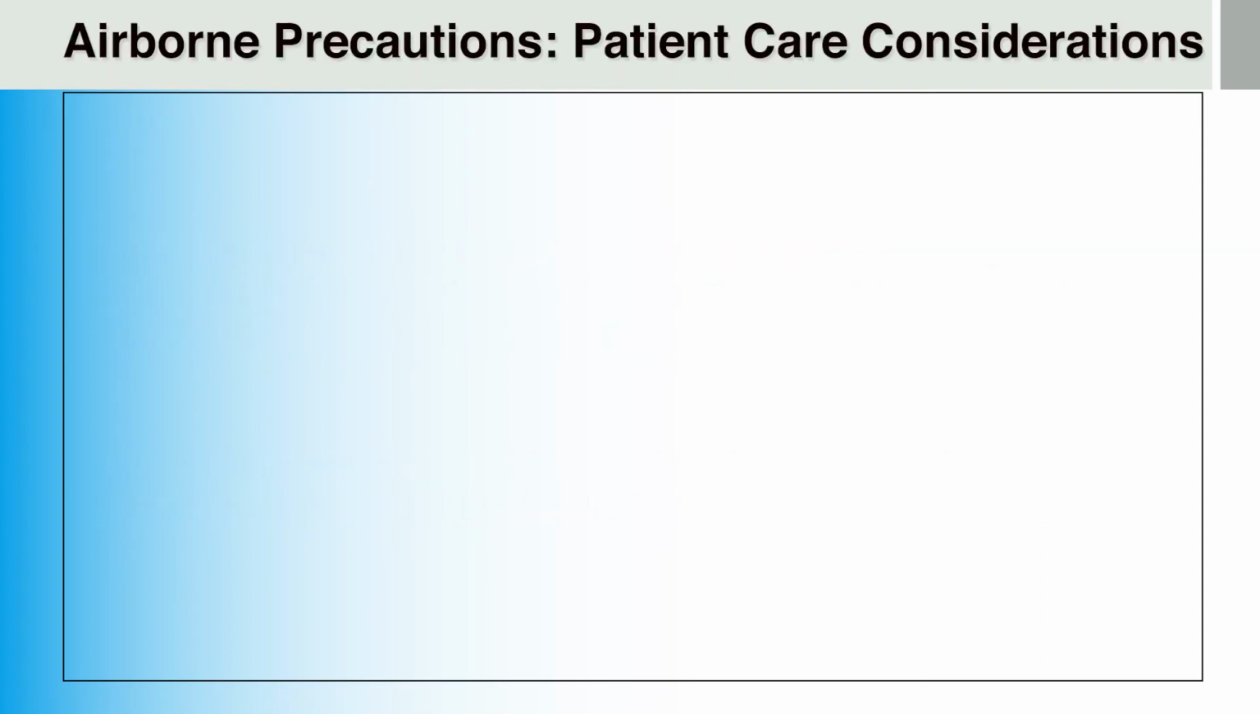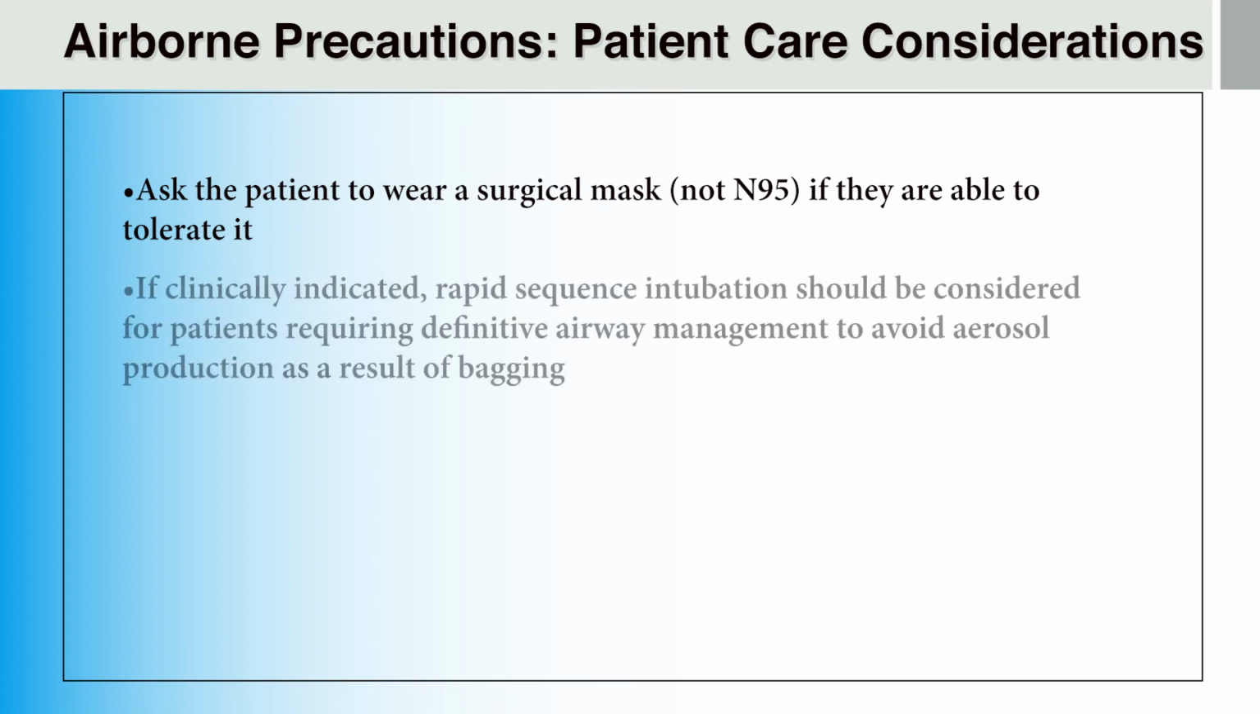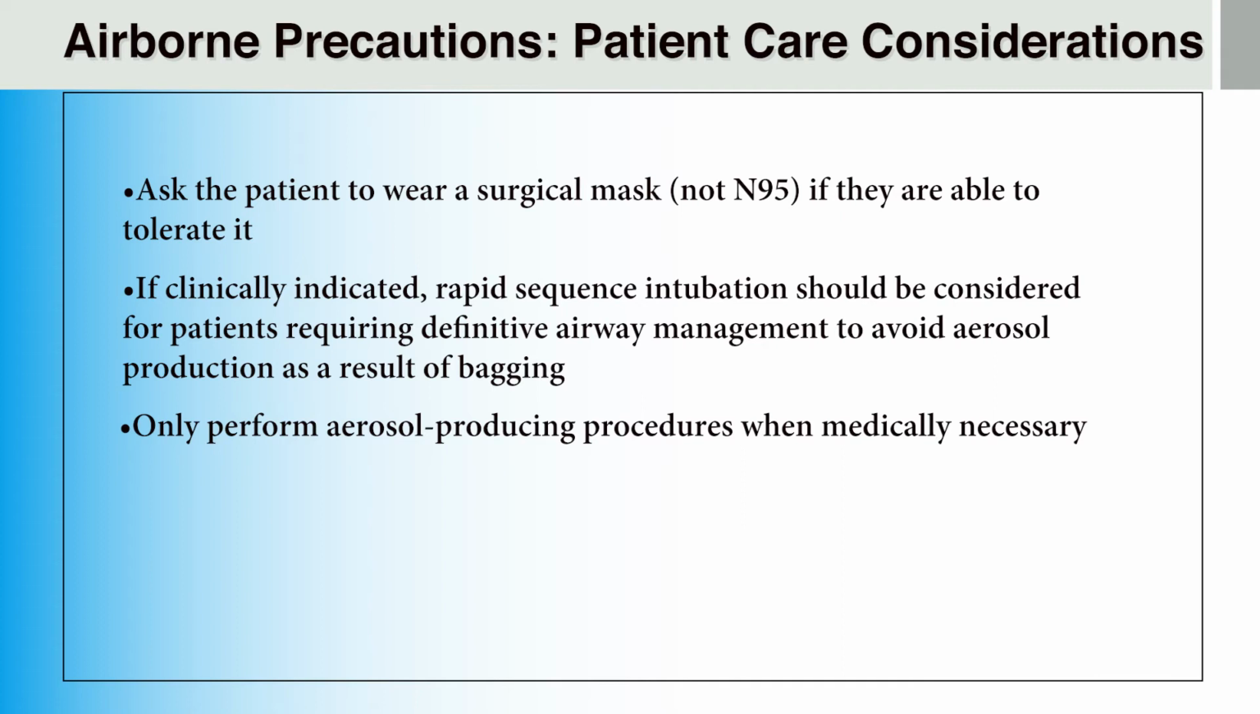When providing care to a patient who requires airborne precautions, pre-hospital providers should consider the following in order to reduce the risk of disease transmission. Ask patients with a cough or fever to wear a regular surgical mask if they can tolerate it. If clinically indicated, rapid sequence intubation should be considered for patients requiring definitive airway management to avoid excessive bagging.